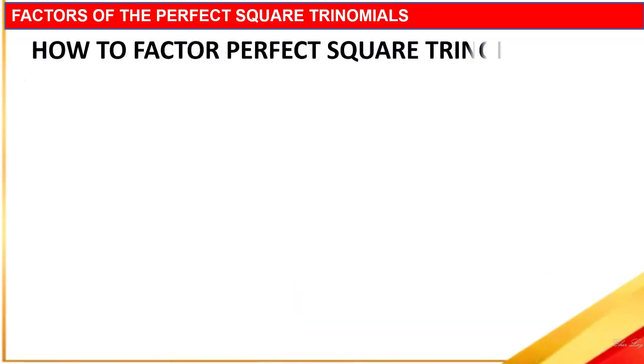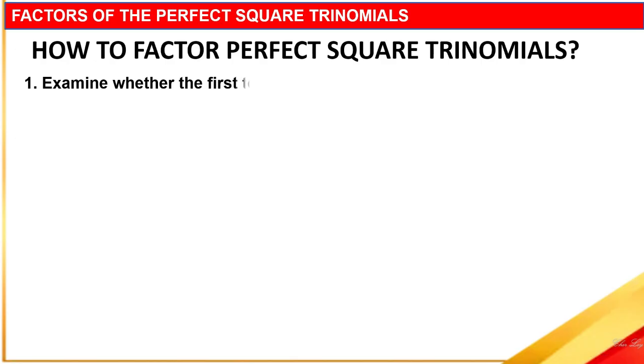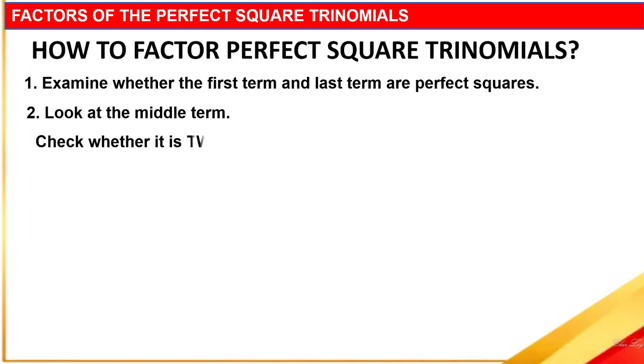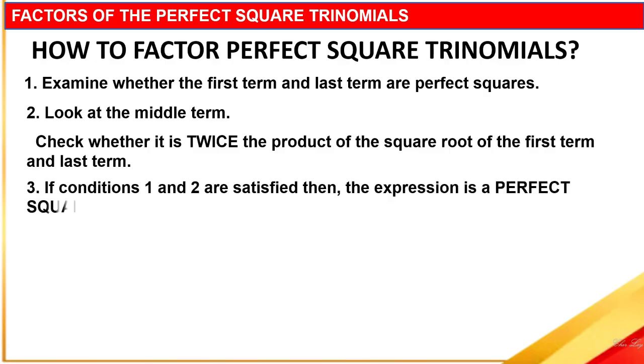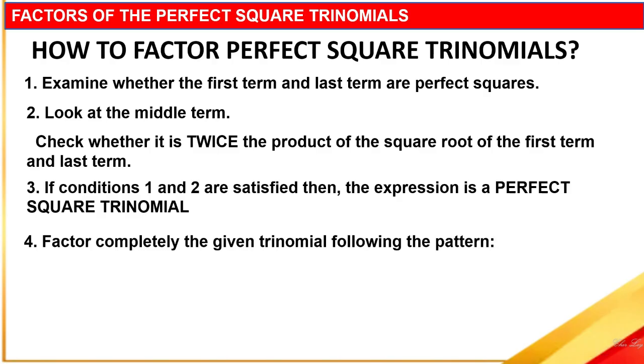How do we factor perfect square trinomials? Step number 1, examine whether the first term and last term are perfect squares. Step number 2, look at the middle term. Check whether it is twice the product of the square root of the first term and last term. Step number 3, if conditions 1 and 2 are satisfied, then the expression is a perfect square trinomial. And step number 4, factor completely the given trinomial following the pattern.